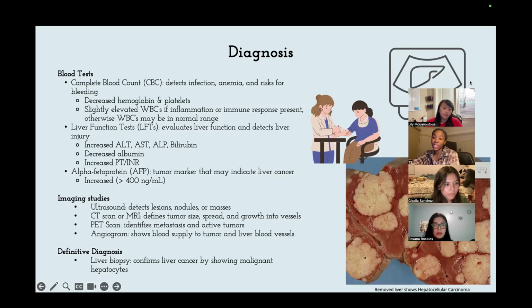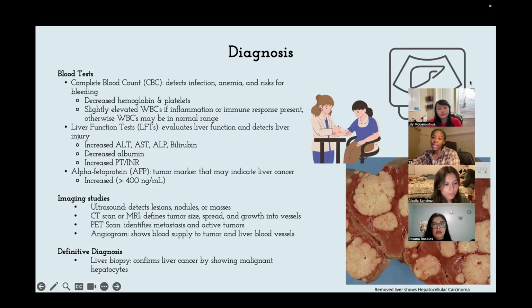Providers may order imaging studies such as an ultrasound just to see if there's lumps or any abnormal areas in the liver. They can order a CT or MRI to get a more detailed picture of the liver to check for the tumor size to see if it's spread anywhere. They can order a PET scan to show where the cancer is active. They can even order an angiogram just to see how blood is flowing to the liver and to the tumor.